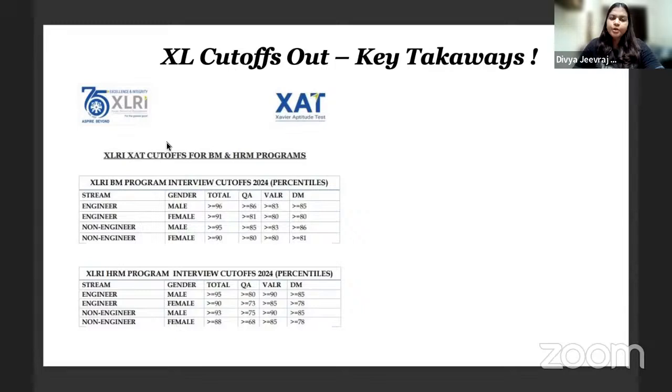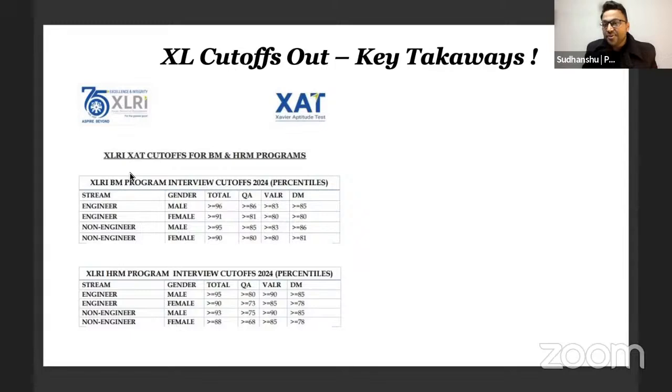So be ready and don't feel nervous if you are in the lower spectrum, because everyone is given a fair chance and there is no discussion of percentile in your interview. Got it. So basically, the key takeaway is anyone and everyone who is qualifying from these cutoffs should start preparing from an Excel standpoint. Brilliant.